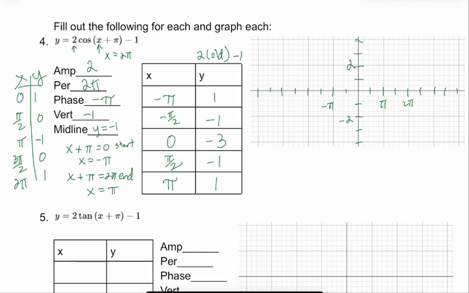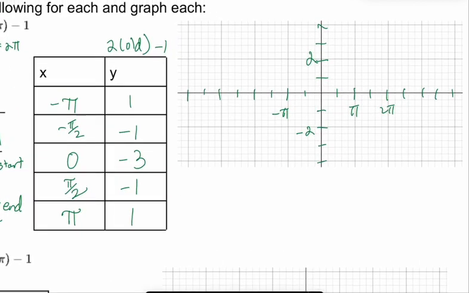Okay, so we have our graph paper kind of filled in. So let's go ahead and graph our cosine graph. Now our cosine graph has been stretched, but it hasn't been flipped. Because it has a midline change, let's put our midline on at negative 1.